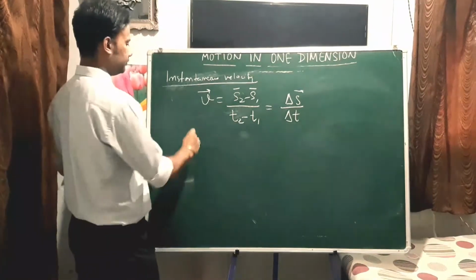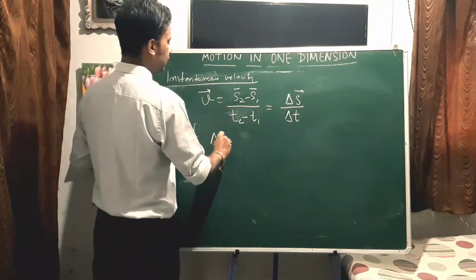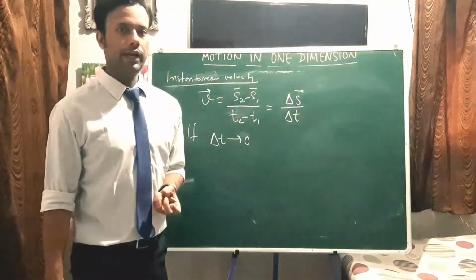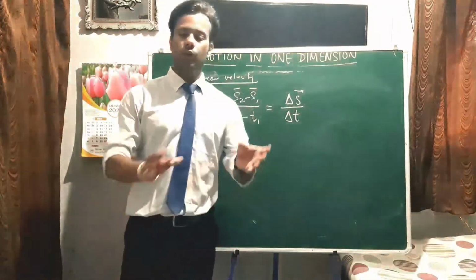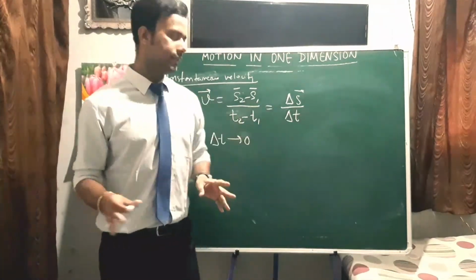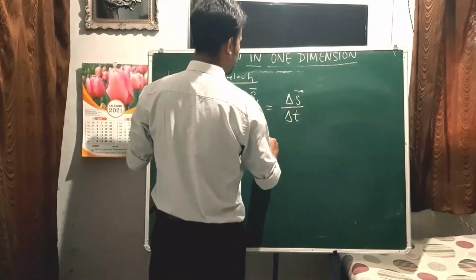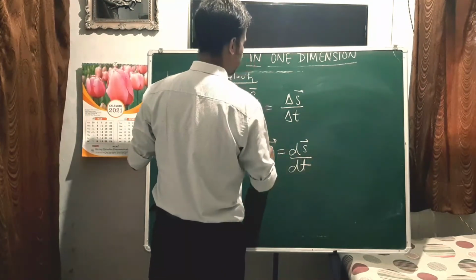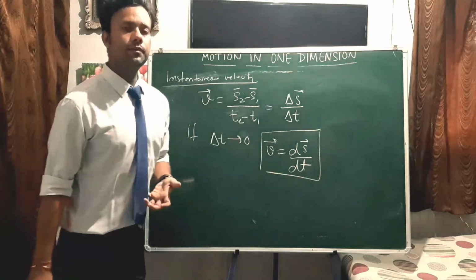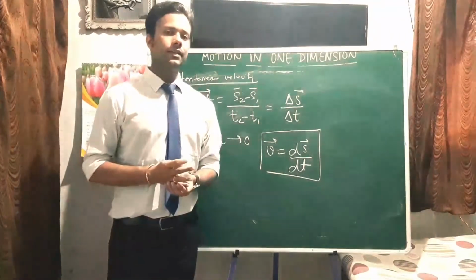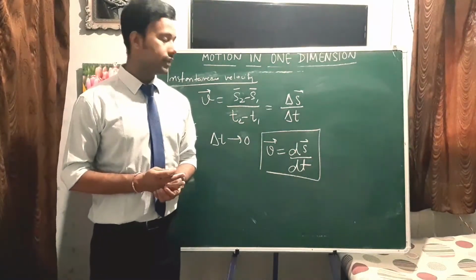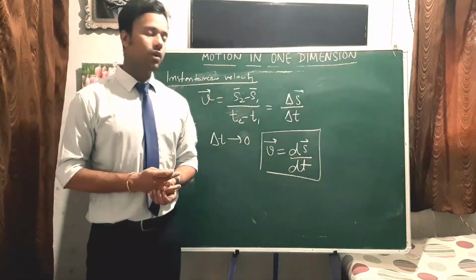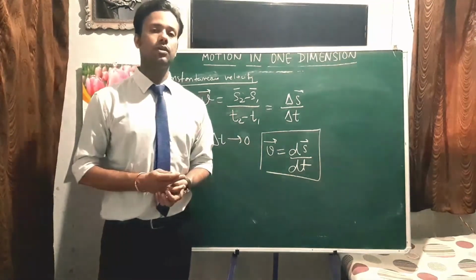Now if del t is too small, it tends to 0, right? That means the time interval for the displacement covered between 2 points is very, very small. Then this velocity can be written as ds by dt. What is ds by dt here? Basically, ds by dt is nothing but differentiation of displacement with respect to time.